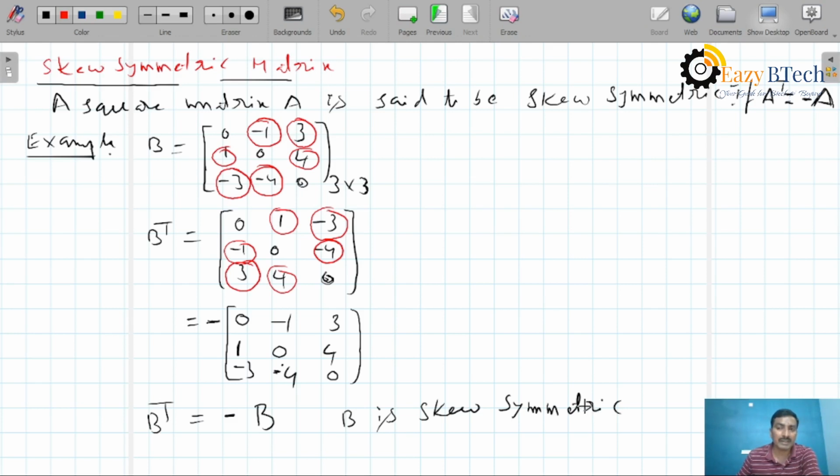Okay, what is the difference between symmetric and skew symmetric? Symmetric means after transposing the matrix, again you will get the same matrix. But skew symmetric means after transposing the matrix, we will get the additive inverse of itself. That means B transpose equals -B or A transpose equals -A. That is the difference between symmetric and skew symmetric.